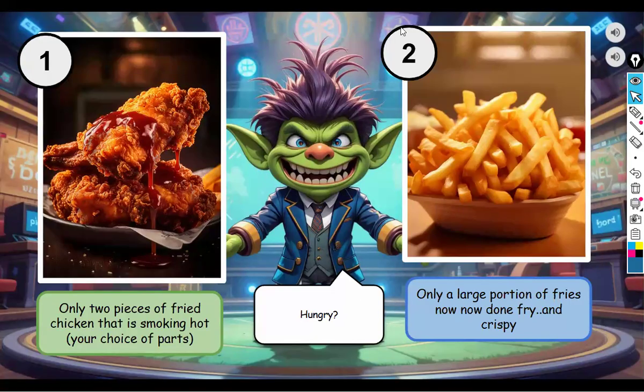All right, let's take the vote. I have a good feeling this one's going to be close. All right, let's have a look at the results. And the clear winner here is option 1, the chicken. So chicken people, 10 points. Fries people, 0 points. So guys, give me a total of how many points you have for today, right?